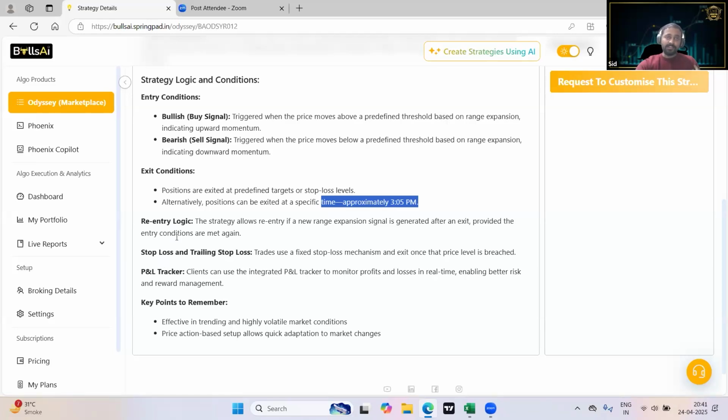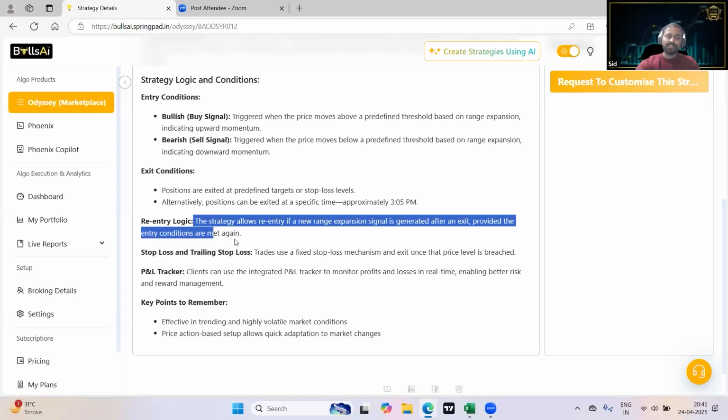Re-entry logic, so that we don't miss if there is another expansion. There is re-entry logic wherein if the buy conditions or sell conditions are met again, it will re-enter that trade and try to capture the new trend as well. So again, you don't even have to worry about that aspect.